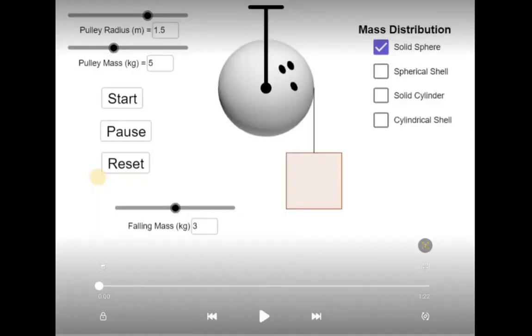Now in this model the situation is quite different. We have here a solid sphere as a pulley, and we have here a mass hanging by this rope. In this case we would like to calculate the net torque, the angular acceleration, and the tangential acceleration.